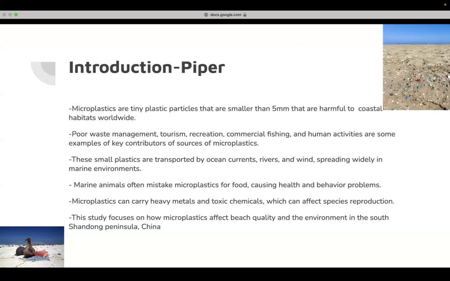The biological question asked by researchers in this experiment was, how do microplastics affect the quality and environmental status of beaches in the southern Shandong Peninsula of China? The hypothesis asked by the researchers was, how does the shape and size of microplastics and fibers make up the microplastics found on the beaches?